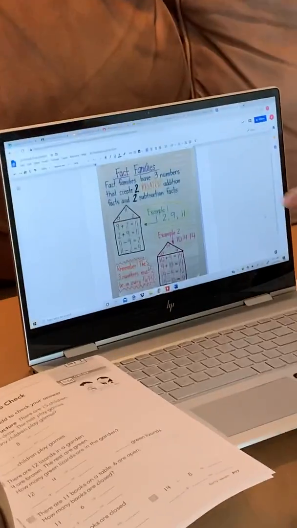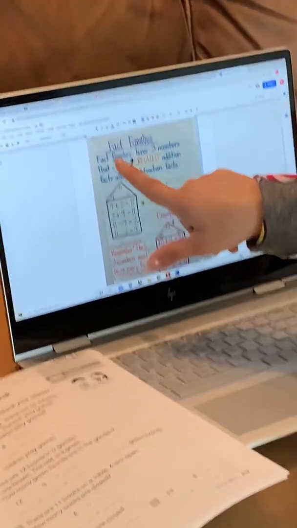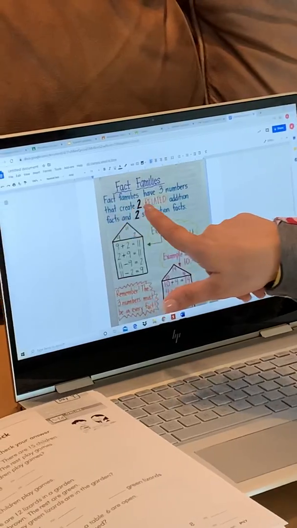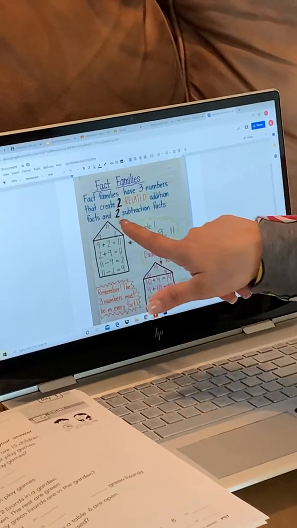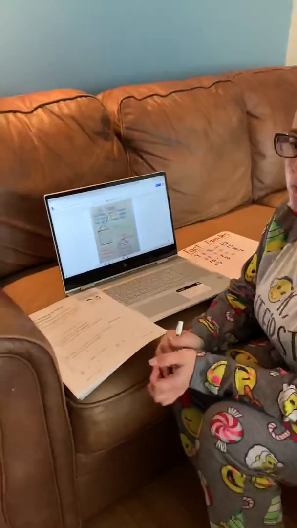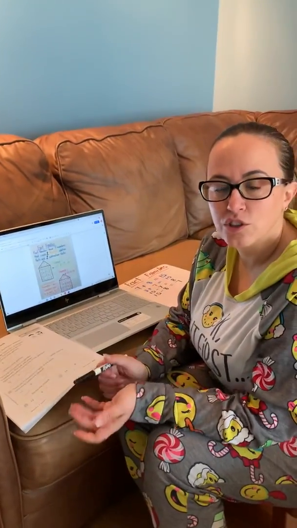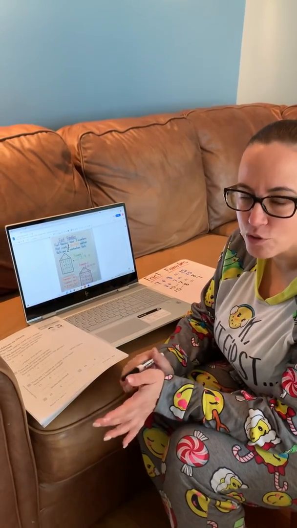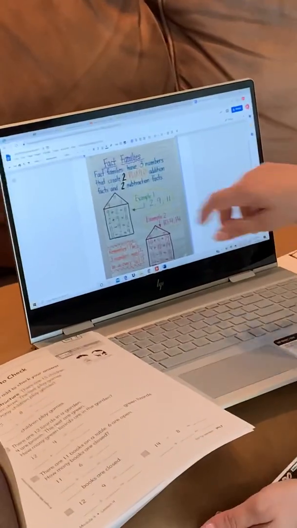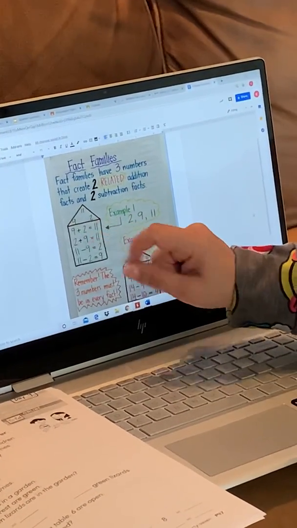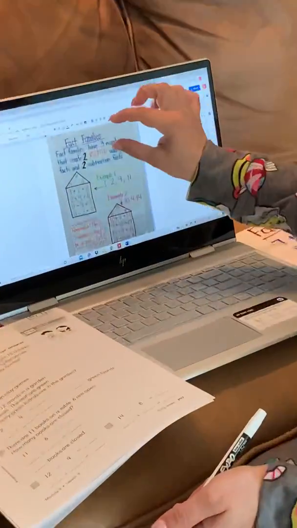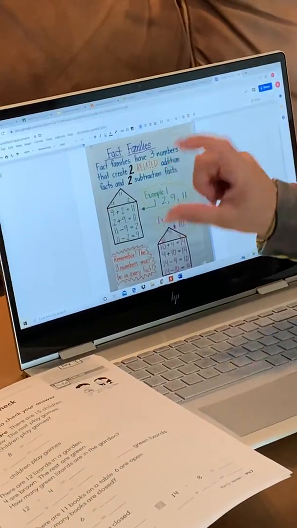So if you remember, we talked about fact families. And fact families are 3 numbers that you create 2 related addition facts and 2 subtraction facts. So we created a fact family with our teachers before, and we're just going to go over what a fact family is, just in case you forgot. So there's usually 3 numbers in your house, and then you need to figure out 2 addition related facts and 2 subtraction related facts. So you're going to hear us say fact families, related facts. They're both the same thing. You're just using 2 addition, 2 subtraction.